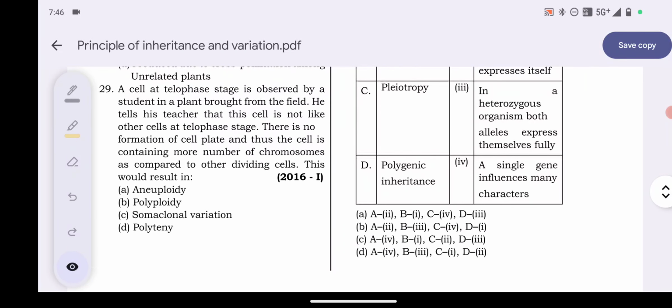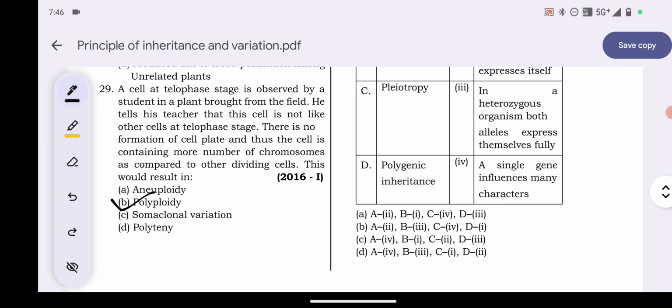Question number 29. A cell at telophase stage is observed by a student in a plant brought from the field. He tells his teacher that this cell is not like other cells at telophase stage. There is no formation of cell plate, and thus the cell is containing more number of chromosomes as compared to other dividing cells. This would result in option A, aneuploidy, option B, polyploidy, option C, somaclonal variation, and option D, polyteny. So here the answer will be option number B, polyploidy.